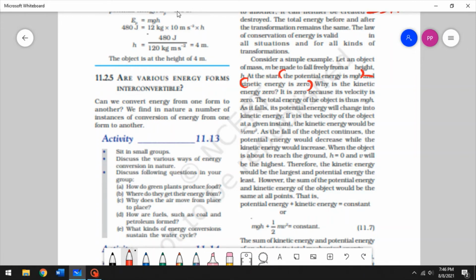So why is this kinetic energy 0? It is 0 because the velocity is 0. Why is the velocity 0? Because it's not moving at all. So the total energy of the object is mgh.